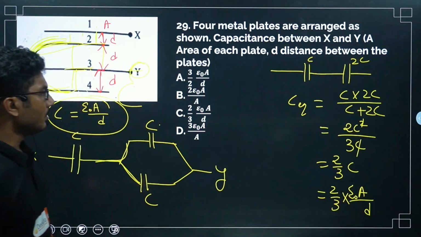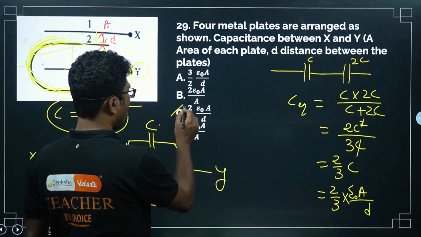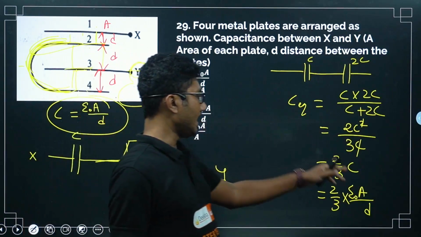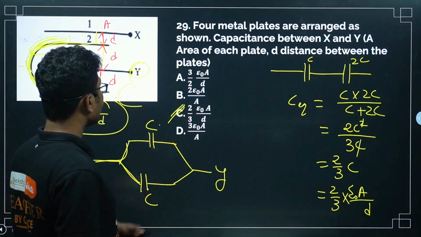Right? So from here we can see the correct answer is option C, 2 epsilon naught A divided by 3D. This is the correct answer. Let's move on.